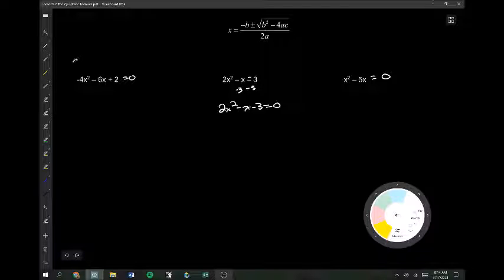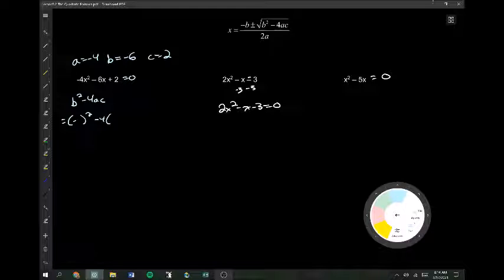Well, for number 1, our a value is negative 4, our b value is negative 6, and our c value is 2. I'm first going to calculate the b squared minus 4ac. b squared minus 4ac becomes negative 6 squared, because the b value is negative 6, minus 4 times negative 4 times 2.